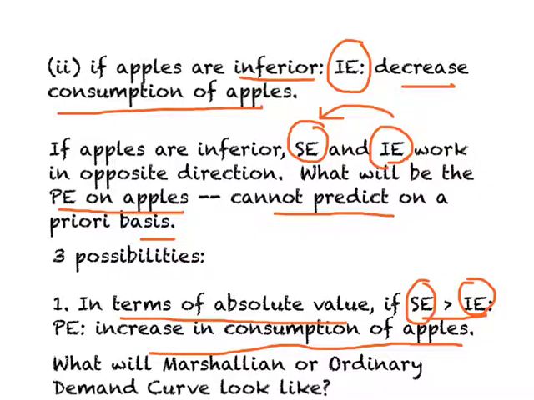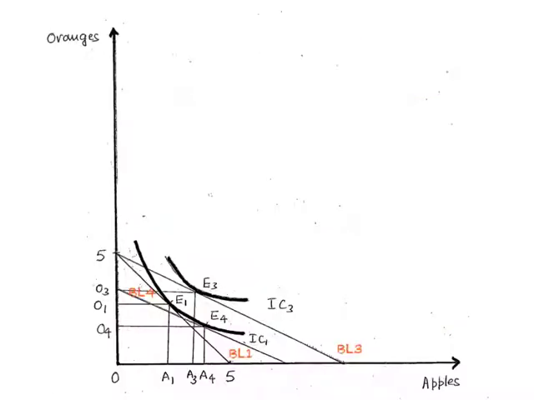Another thing to consider is, what will the Marshallian or ordinary demand curve look like when apples happen to be normal? In that case, it will be downward sloping. What about if apples are inferior but substitution effect outweighs the income effect in absolute terms? The demand curve will still be downward sloping. So the Marshallian or ordinary demand curve in this case will be downward sloping. Once again, we look at a similar diagram, but in this case apples happen to be inferior.